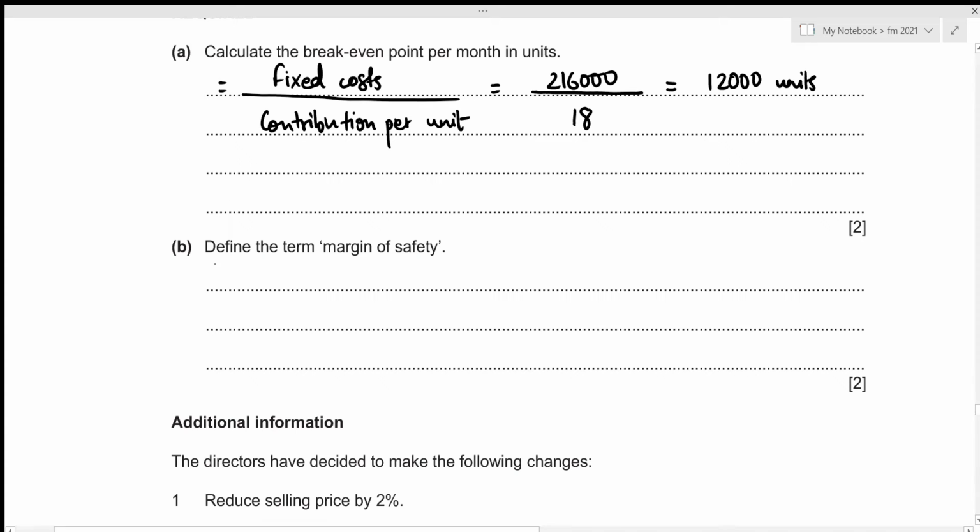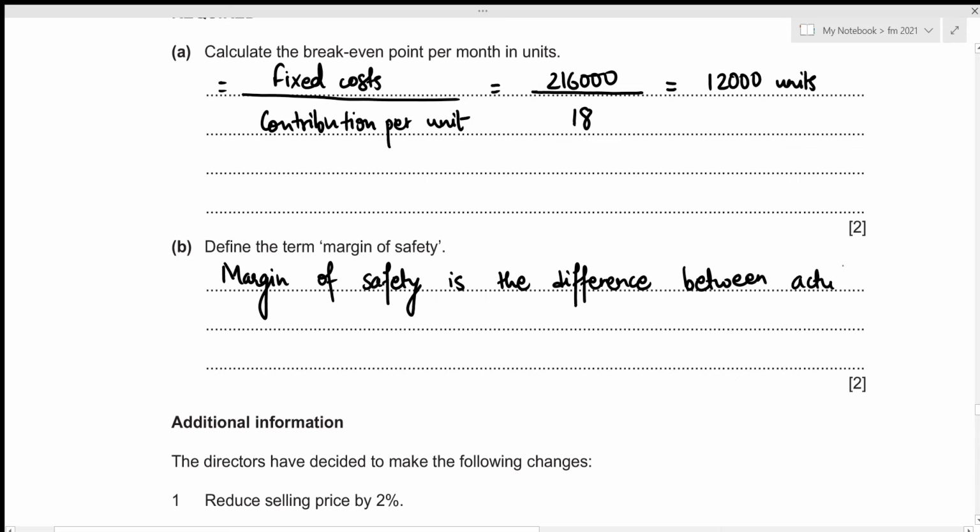Let's write it down. Margin of safety is the difference between actual or forecasted sales and break-even point. Okay, this concludes the second part of this question. Now we can move towards the third one.